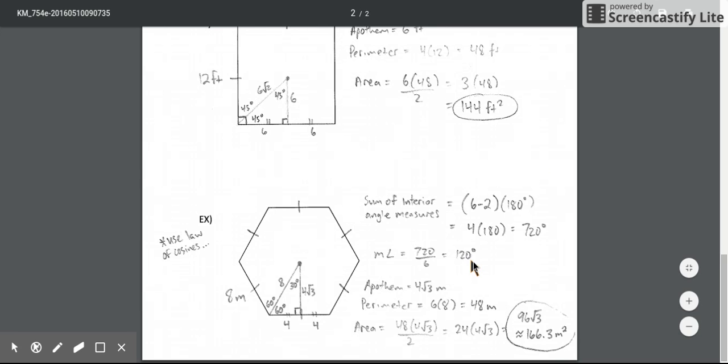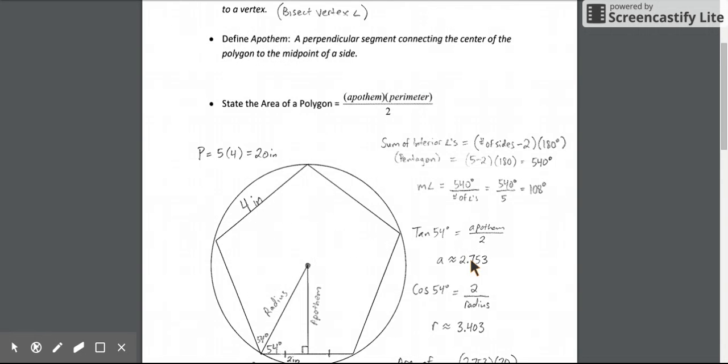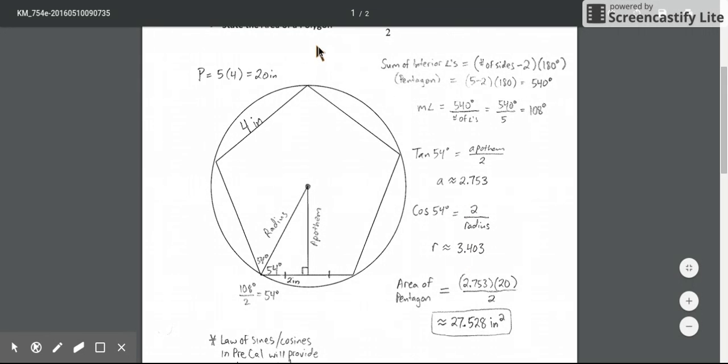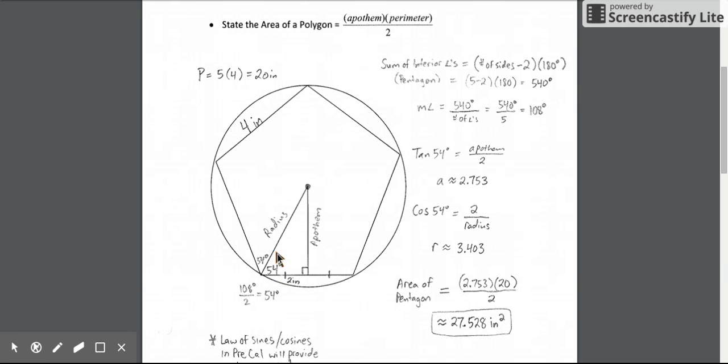For example, we can go back to this pentagon. We now have to use this polygon area formula. So we're given the side length of this pentagon is 4 inches. We can draw our apothem, which is going to bisect our side length into 2 measurements of 2 inches. And we could draw our radius, which is going to bisect our vertex angle.